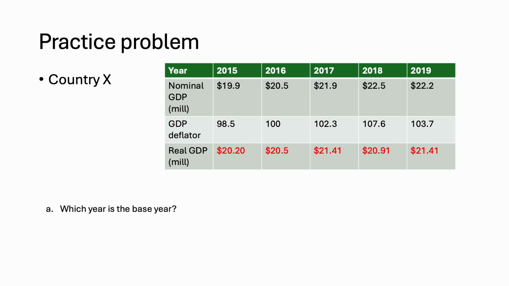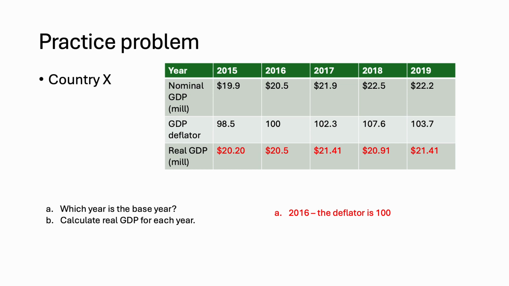The base year is 2016. We know that because the GDP deflator is equal to 100. So that means that we're comparing all the other years to 2016 to calculate if there was inflation, disinflation, or deflation.